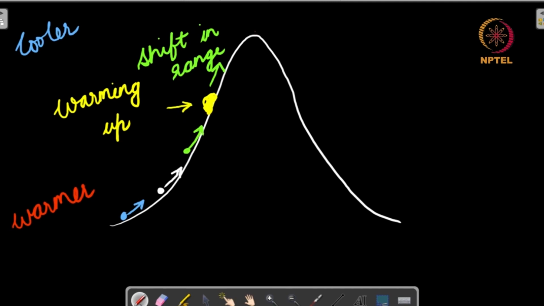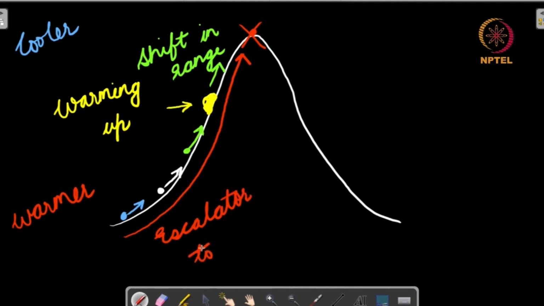But the question is, what will the organism that lives here do? This organism lives in a very cold condition, and now you are warming up its habitat. It has got nowhere else to go, and so this organism will become extinct. And this process in which the organisms are moving up the mountains towards their extinction is known as the escalator to extinction.